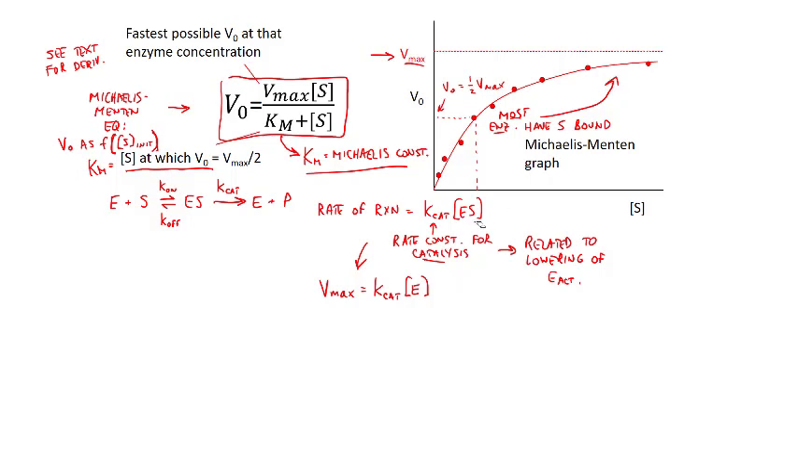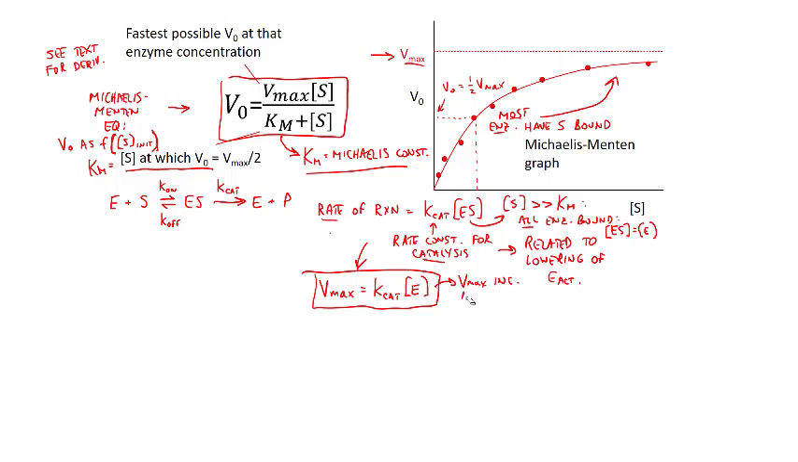Why is that? Well, let's imagine that we have a huge concentration of substrate, let's say that our substrate concentration is very much greater than Km. Well, at that point, all enzyme will be bound. So our concentration of enzyme substrate complex must equal the total concentration of our enzyme, right? And at that point, our velocity is going to be equal to Vmax. So Vmax is equal to Kcat times the concentration of enzyme. This accounts for the fact that Vmax increases as enzyme concentration increases.